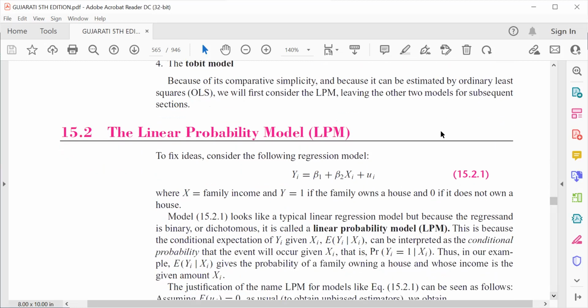Here we have equation 15.1, where X is family income, and Y is 1 if the family owns a house and 0 otherwise. Model 15.1 looks like a typical linear regression, but because the regressand is binary or dichotomous, it is called the linear probability model. This is because the conditional expectation of Y given the values of X, E(Y|X), can be interpreted as the conditional probability that the event will occur given X, that is, the probability that Y is 1. In our example, the conditional expected value of Y given X is the probability of a family owning a house whose income is the given amount of X.